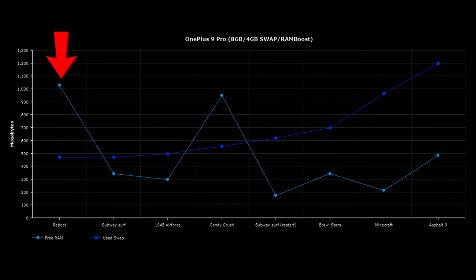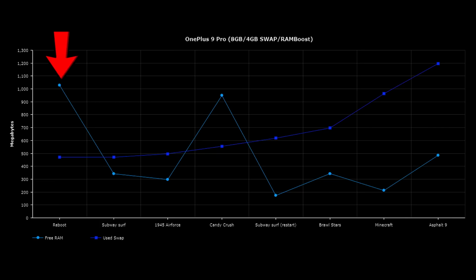So I test this here with the RAM Boost on, and I do a second set of tests with the RAM Boost off, and we do actually see a difference in the behavior. So here's the overall graph for the OnePlus 9 Pro with RAM Boost on. As we can see, lots of free RAM to start with. When I say lots, of course, it's relative. Gigabyte of free RAM to start with. This is out of 8 gigabytes.